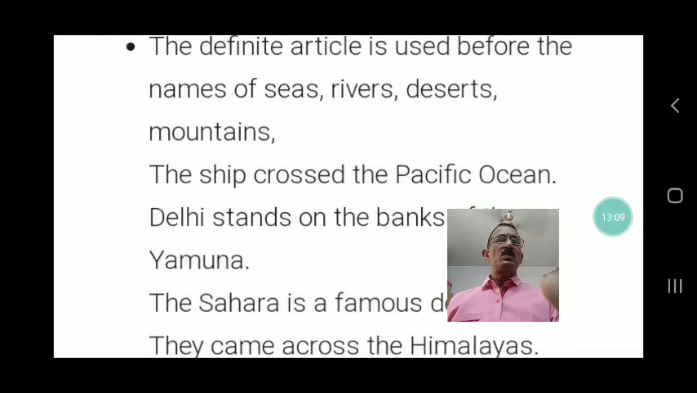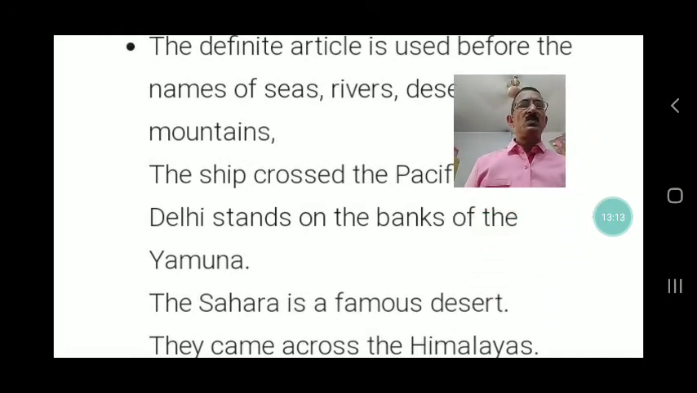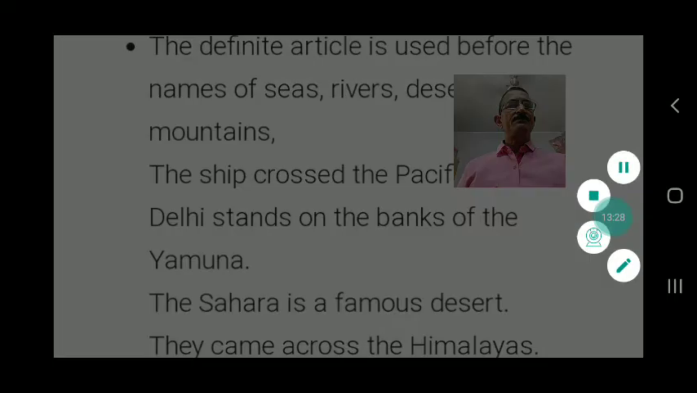The definite article is used before names of seas, rivers, deserts, mountains. The ship crossed the Pacific Ocean. Delhi stands on the banks of the Yamuna. The Sahara is a famous desert. It came across the Himalayas. So they are the names of rivers, seas and deserts.